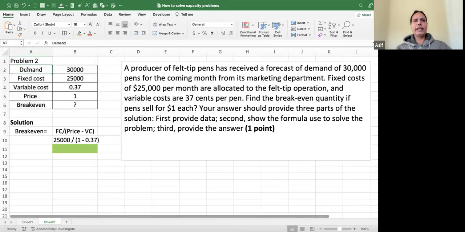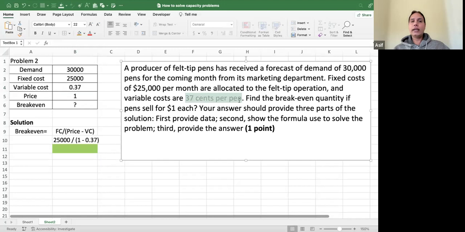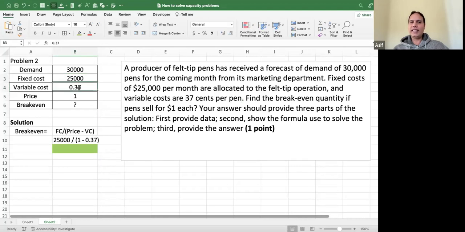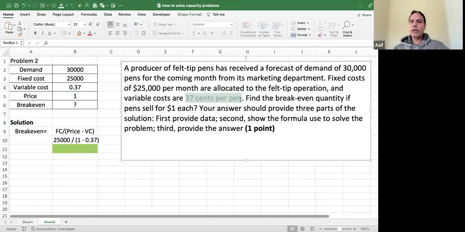First, write here data, and the data is demand is equal to 30,000, and that's mentioned here, 30,000. And then it says fixed cost is 25,000, and then variable cost is 0.37. Now, this is an important point that needs critical observation. It says 37 cents. I cannot write here 37 cents because the other quantity, fixed cost, is in dollar amount. So I cannot write one thing in dollars and another thing in cents. So that also needs to be converted into dollars. And 37 cents, when you convert it into dollars, would become 0.37.